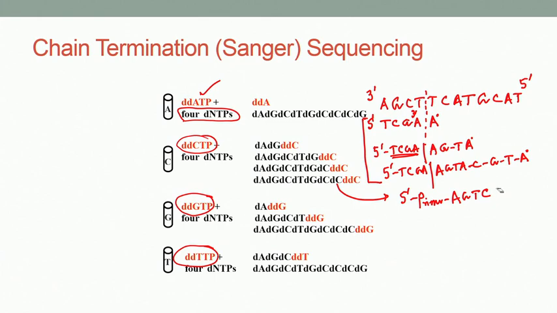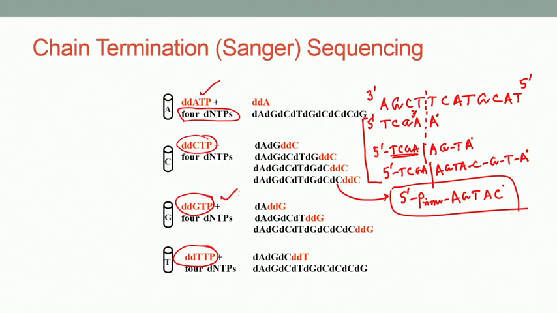AG again AGTA, and then there is a requirement of C. So, it will truncate here. That is the only piece that you will get from C.